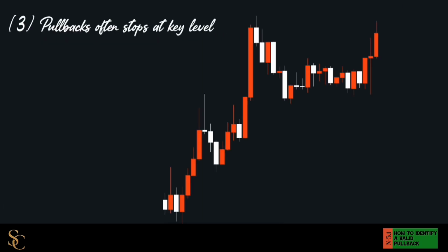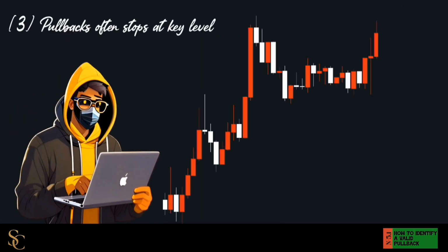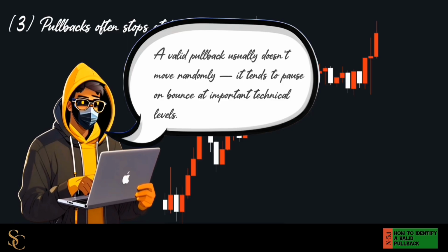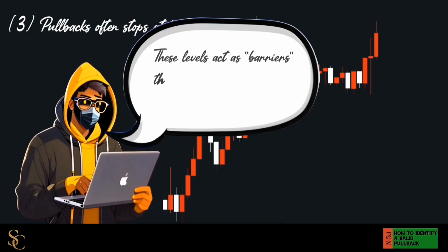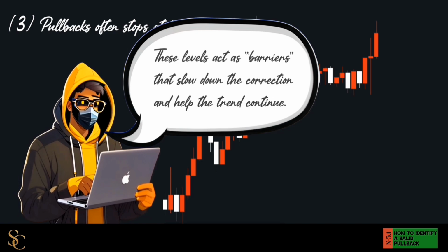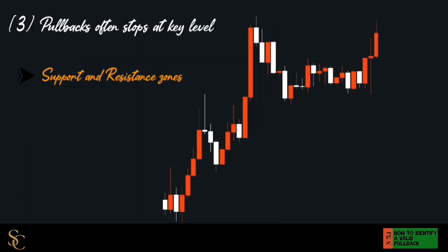3. Pullbacks often stop at key levels. A valid pullback usually doesn't move randomly. It tends to pause or bounce at important technical levels. These levels act as barriers that slow down the correction and help the trend continue. Technical levels, support and resistance zones.